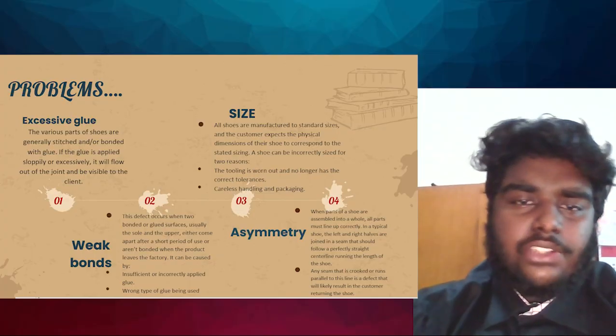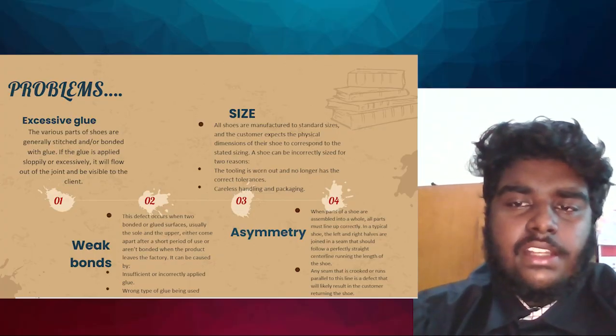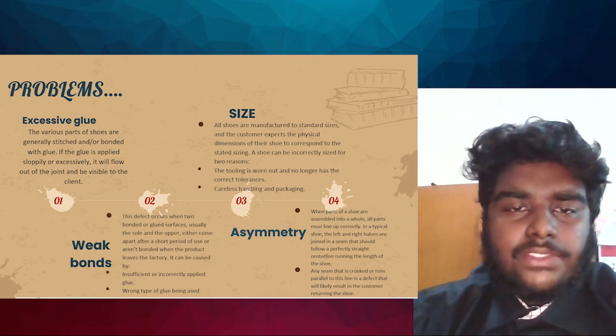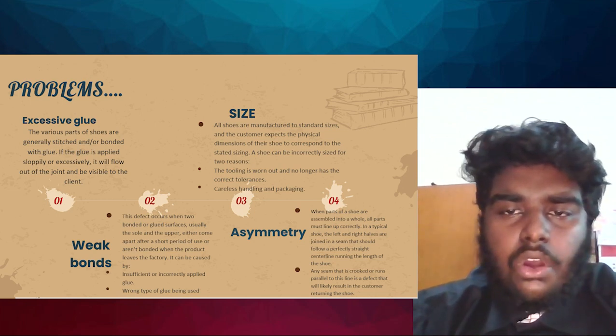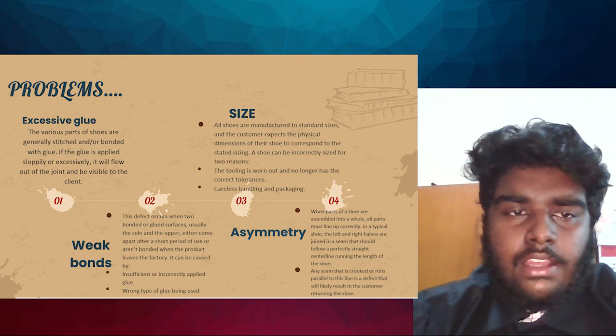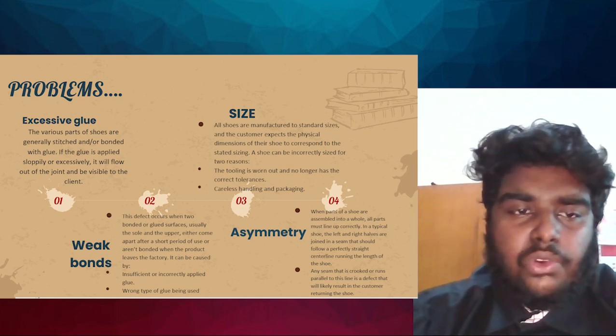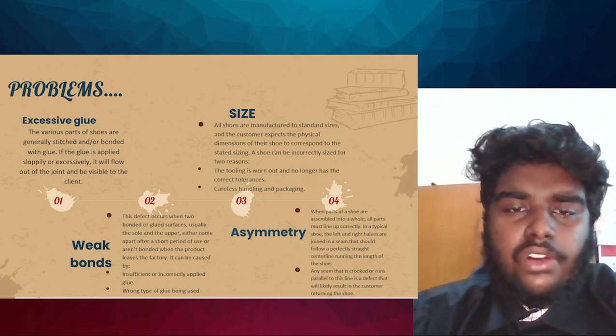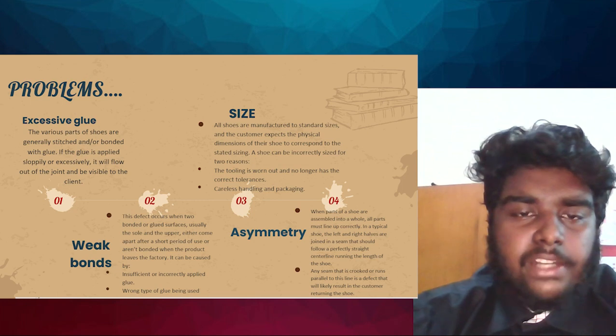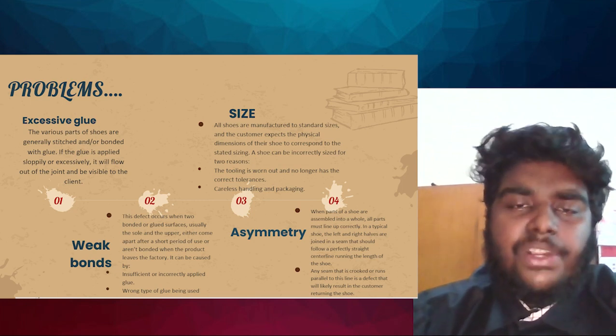Moving on, the next common problem faced by casual shoes is asymmetry. When the parts of the shoes are assembled into a whole, all parts must line up correctly. In a typical shoe, the left and right halves are joined in a seam that should follow a perfectly straight center line running through the length of the shoes. Any seam that is crooked or runs parallel to this line is a defect that will likely result in the customer returning the shoes.